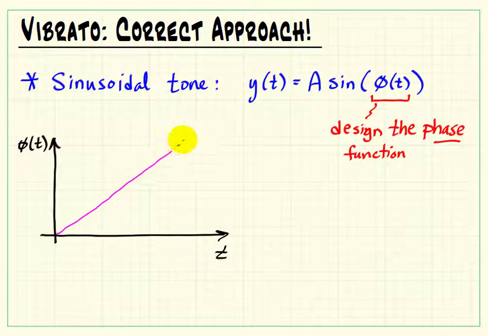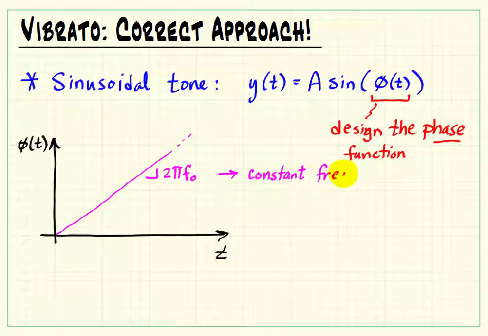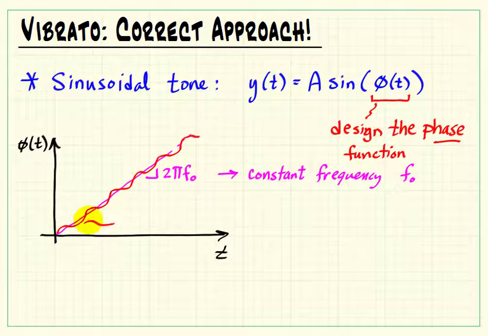So a good starting point would be a constant ramp of slope 2 pi f naught. This would give us a constant valued frequency if that was the finished result for our phase function. Then to introduce vibrato, we need to cause a little bit of undulation or fluctuation about that ramp. And we can do that by adding a sinusoid to the ramp function.